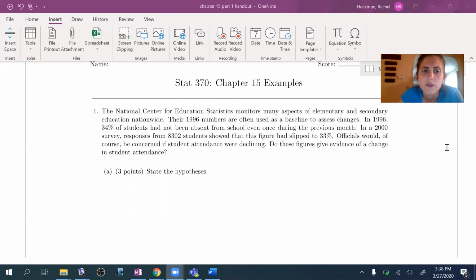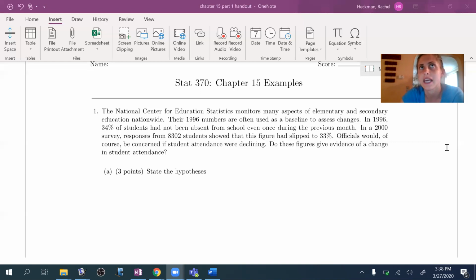So officials, of course, would be concerned if student attendance was declining. The question is, do these figures give evidence of a change in student attendance? So we're wondering if the attendance has changed, that proportion has changed, right? I see I have percentages in this example, 34%, 33%. This is a proportion problem.